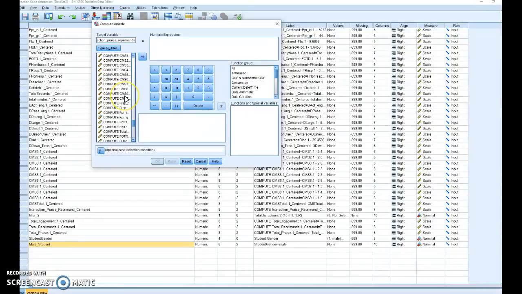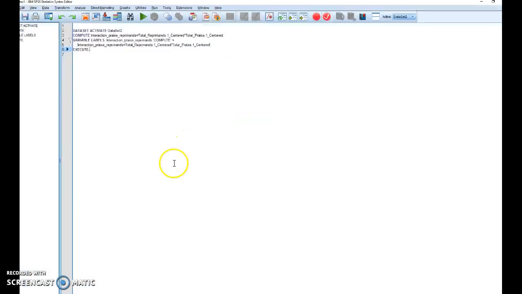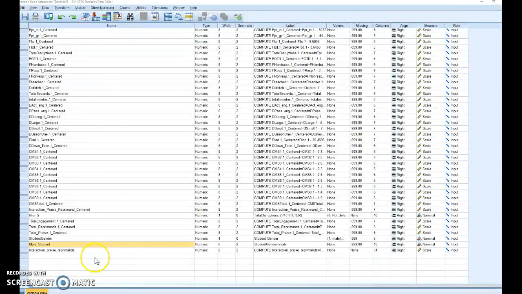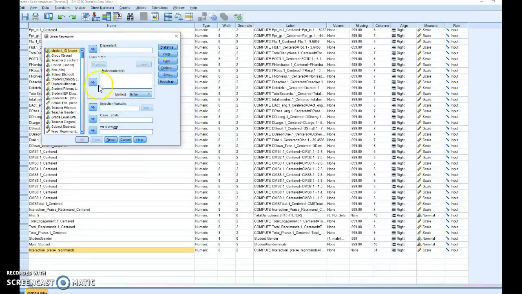Let's find my two continuous variables. Run my code. So I have my interaction term now. Put in my dependent variable, both parent variables, my control, male student, and then in the next block, the interaction term.